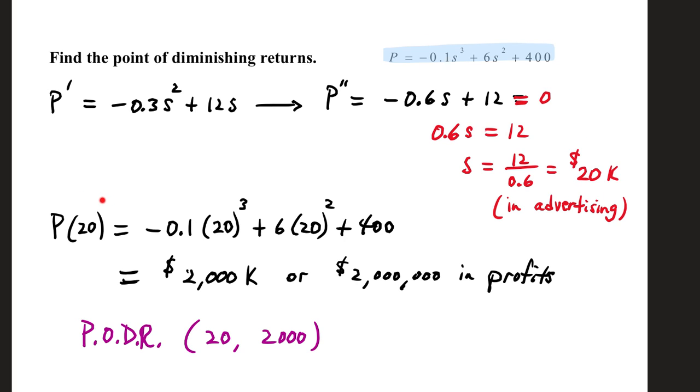The profit of 20,000 in advertising, when you carefully put this into the original profit function, substitute in 20, your answer will be 2,000, and that's what WebAssign's looking for. So from the first part, we got 20. The second part, we've got 2,000. This is actually your point of diminishing returns, but with respect to how the problem is phrased and what we're after, the point of diminishing returns is when 20,000 is spent in advertising, you will have a $2 million amount of profit.